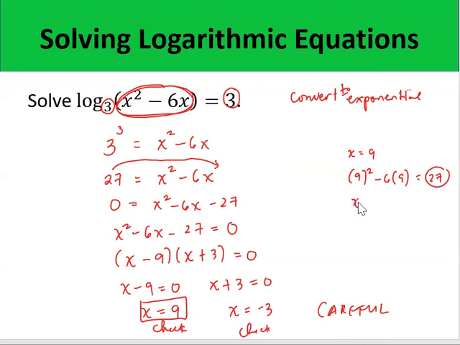Now, if we use x equals negative 3, we have negative 3 squared minus 6 times negative 3. This will give us positive 9. And then negative 6 times negative 3 is positive 18. So we get positive 27. So again, since this is positive, then x equals negative 3 is allowed to be a solution of this equation.